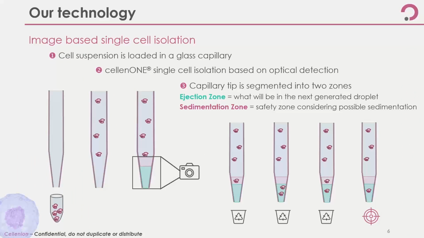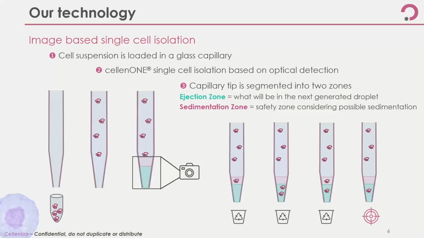How do we use that to do single cell isolation? Our technology is image-based. First we load a cell suspension in the glass capillary, and the software detects images of single cells. The software decides on an ejection zone, which is the amount of liquid that will be ejected in the next generated droplet, and a sedimentation zone in pink, which is just a safety zone in case the cell could sediment.